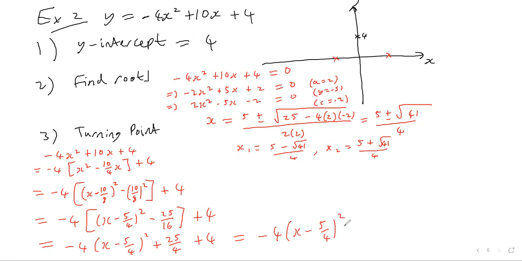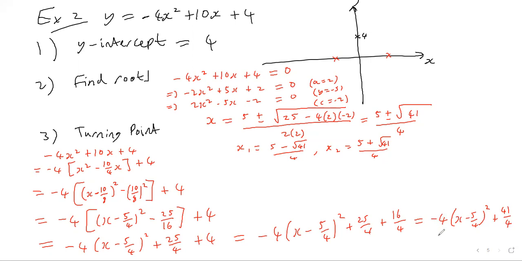And then plus 25 over 4. But 4 is just the same as the number 16 over 4. So we just get minus 4 times x minus 5 over 4 all squared, and then plus 41 over 4. And so we get that result there.